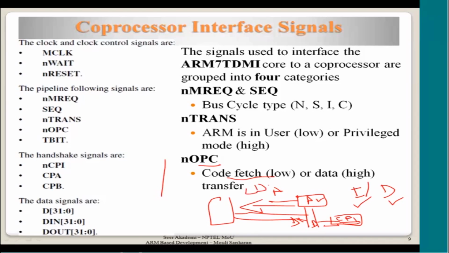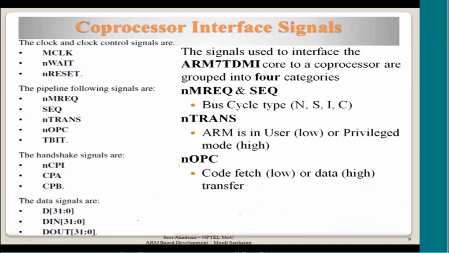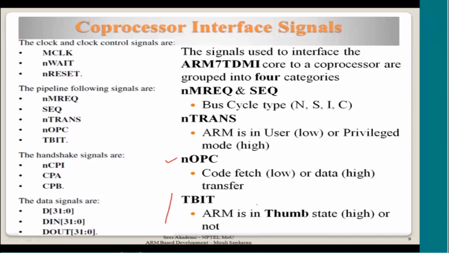ARM may be doing some LDM or LDR. It may be executing its own memory accesses. So to know that, the coprocessor will look at the NOPC signal and find out that if it is low, that means an instruction is being fetched. So I should take that instruction into the pipeline. The coprocessor will know that it has to fetch the instruction into the pipeline. That is why this signal is also important for the coprocessors to look at.